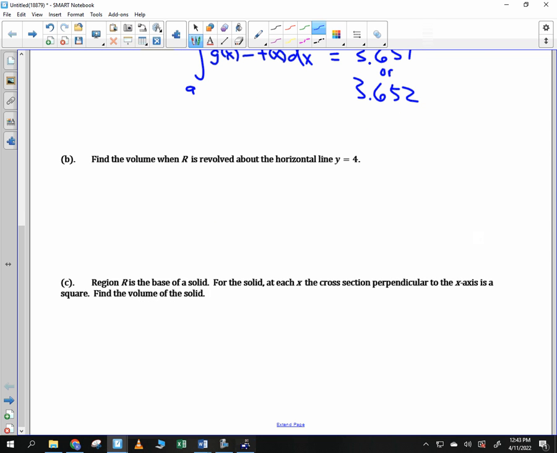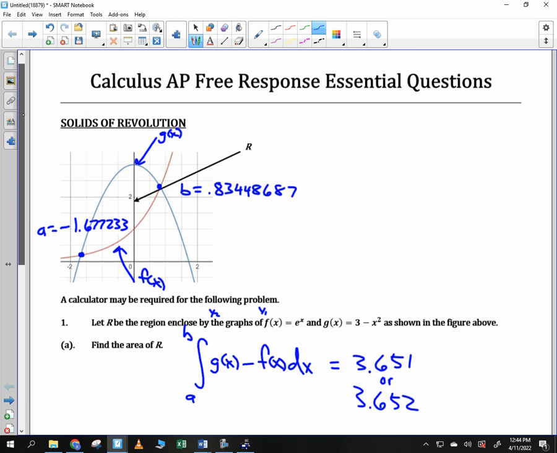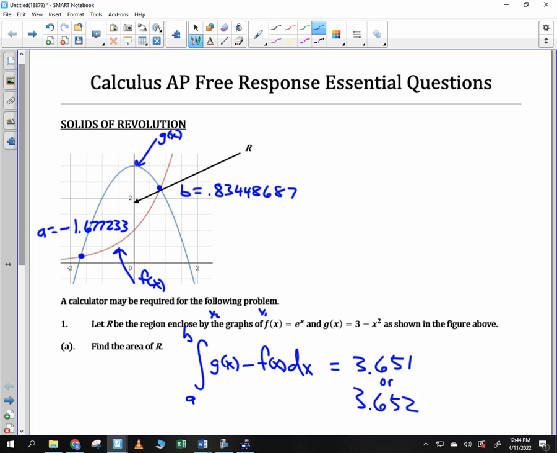Find the volume when R is rotated about the horizontal line, y equals 4. So I'm going to rotate this region that is in yellow about y equals 4. So that's 2, 3, 4. So I'm going to rotate it about there. Anybody? Thoughts? Washer, excellent.